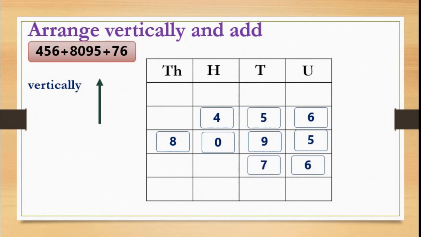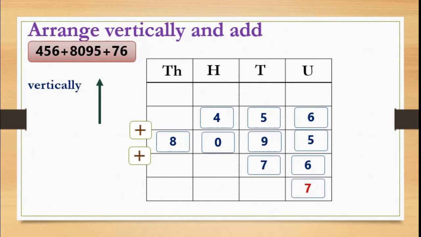See how to write. 76 is written under tens and units place. Now we will put addition marks. Now the method is same here also. How to add? We will start from unit place. That is 6 plus 5 plus 5. Sorry, 6 plus 5 plus 6.